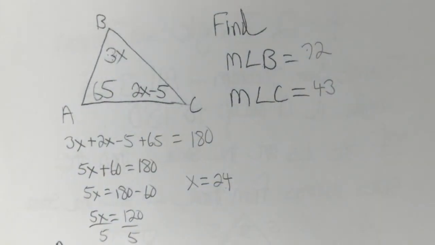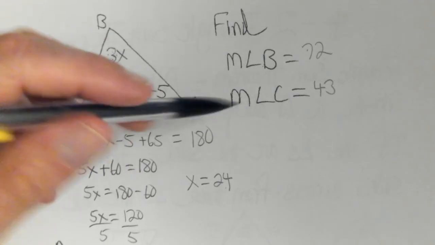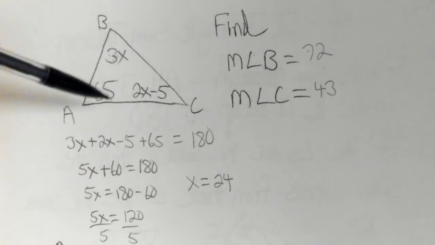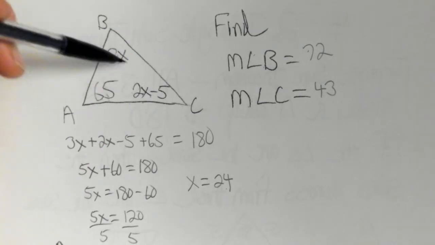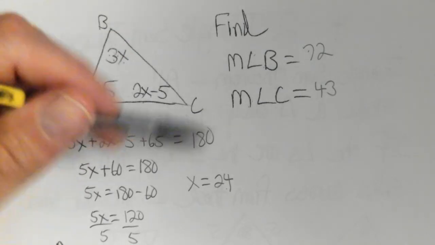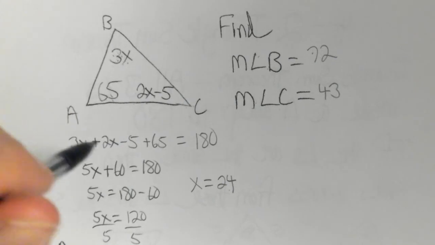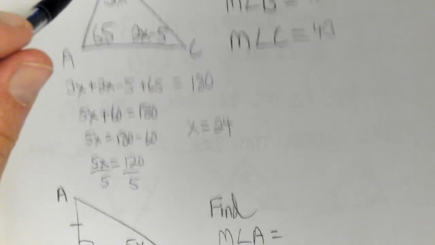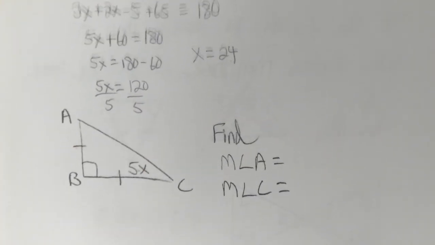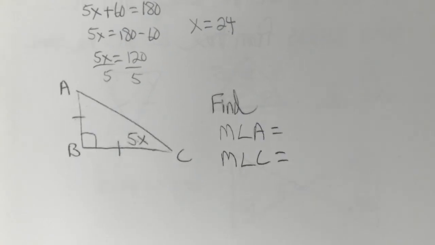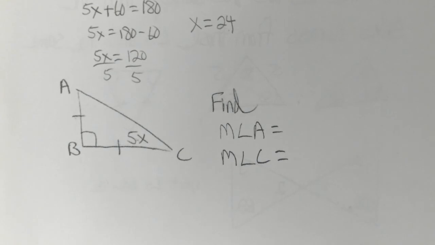So if you want to see how to come up with the different angle measures, add these up to 180 and then solve that equation. You can plug in the things that they're asking you to find. Okay, a few more examples here. Again, we're asked to find the measure of angle A and the measure of angle C.